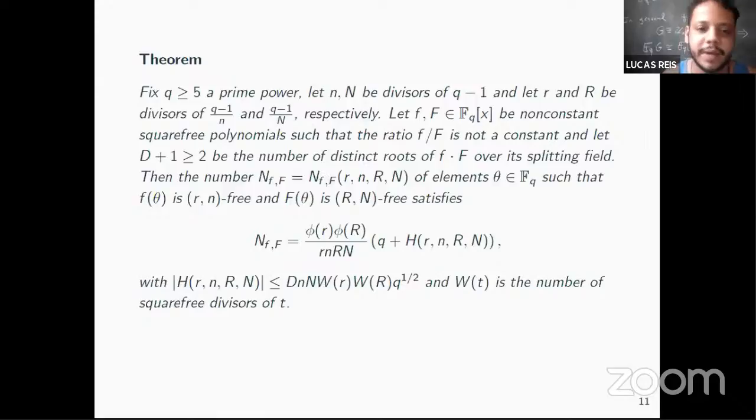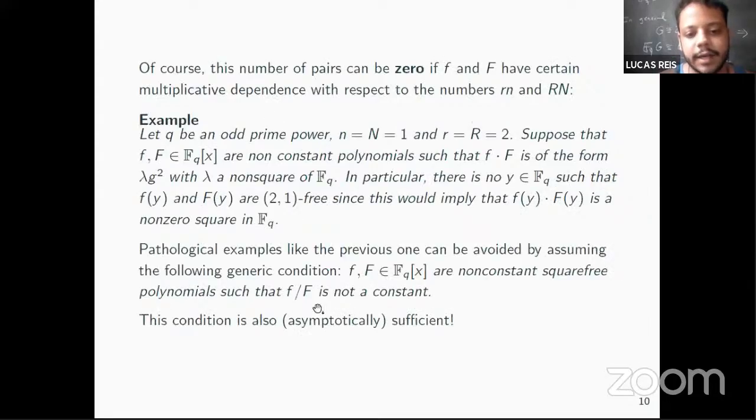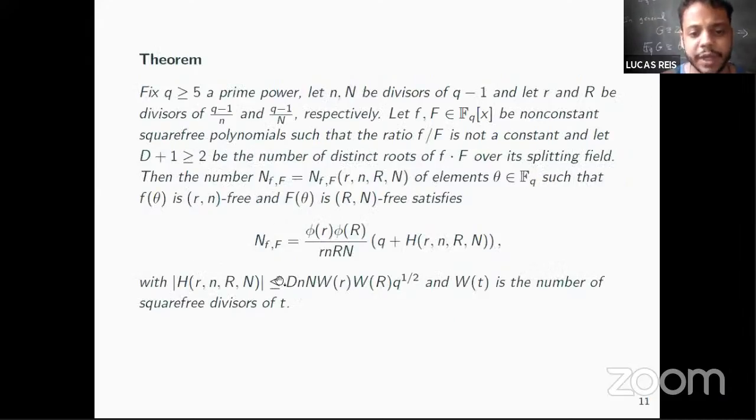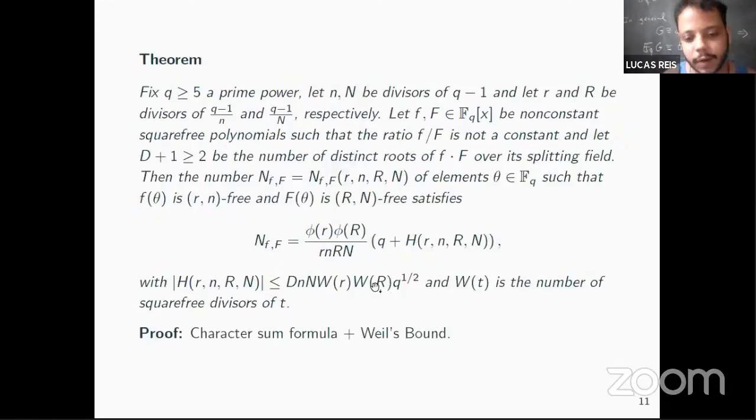Well, it says a lot of things, but basically we want pairs of primitive elements with prescribed freeness. And so if we assume this condition, that f and capital F are non-constant square-free and the ratio is not a constant, we can get a nice estimate for the number of pairs with prescribed freeness. So this is the estimate. We have an error here, which is bounded by this function. And so this is quite traditional. We just employ the characteristic functions for freeness, and then we employ Weil's bound. And basically, this condition on the pair f, F is just to employ Weil's bound effectively.